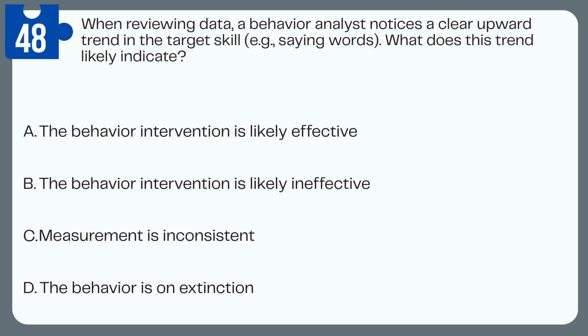Question 48. When reviewing data, a behavior analyst notices a clear upward trend in the target skill, for example, saying words. What does this trend likely indicate? A. The behavior intervention is likely effective. B. The behavior intervention is likely ineffective. C. Measurement is inconsistent. D. The behavior is on extinction.